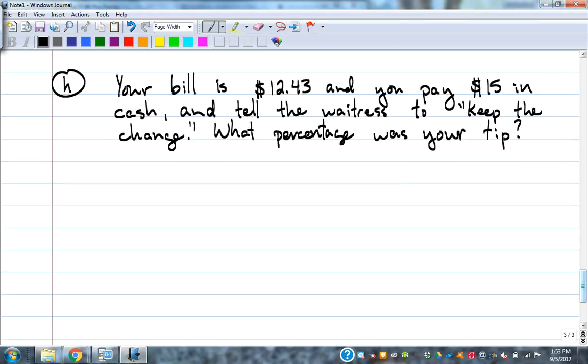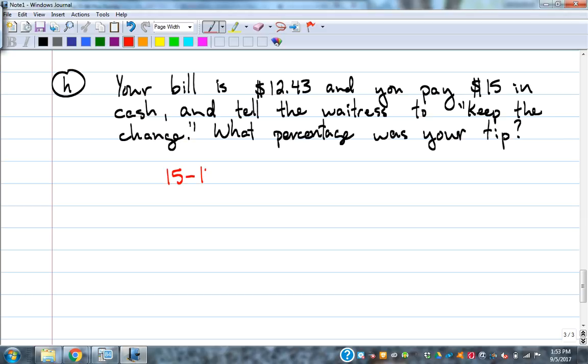Okay. So this is pretty common practice that you go somewhere, your bill was $12.43, and instead of calculating a tip, you decide, okay, I got a $10 bill and a $5 bill. I'm going to give them that and say keep the change, and you get the tip for the rest of it. What percent did you really give them as a tip? So how could we figure that out?